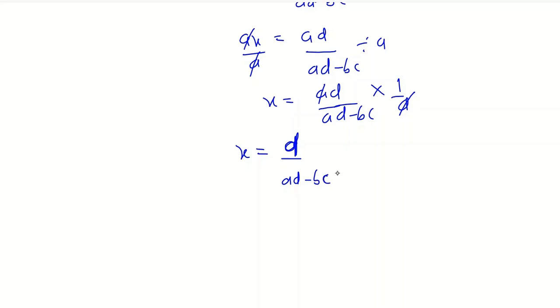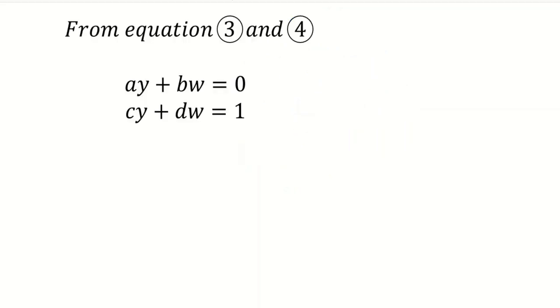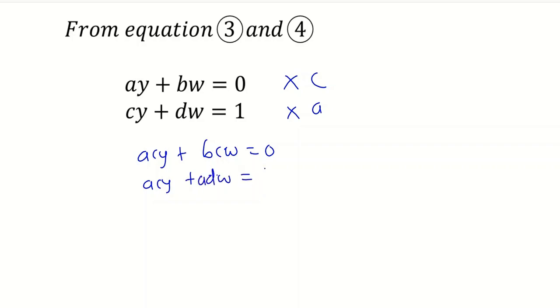So now we have the value of X. The remaining variables now are Y and W, and we can find those from equations 3 and 4. From equations 3 and 4, we can see AY plus BW is equal to 0 and CY plus DW is equal to 1. To eliminate one of the variables, we can multiply here by C and here by A. When that happens, we are going to get ACY plus BCW is equal to 0, and ACY plus ADW is equal to A.